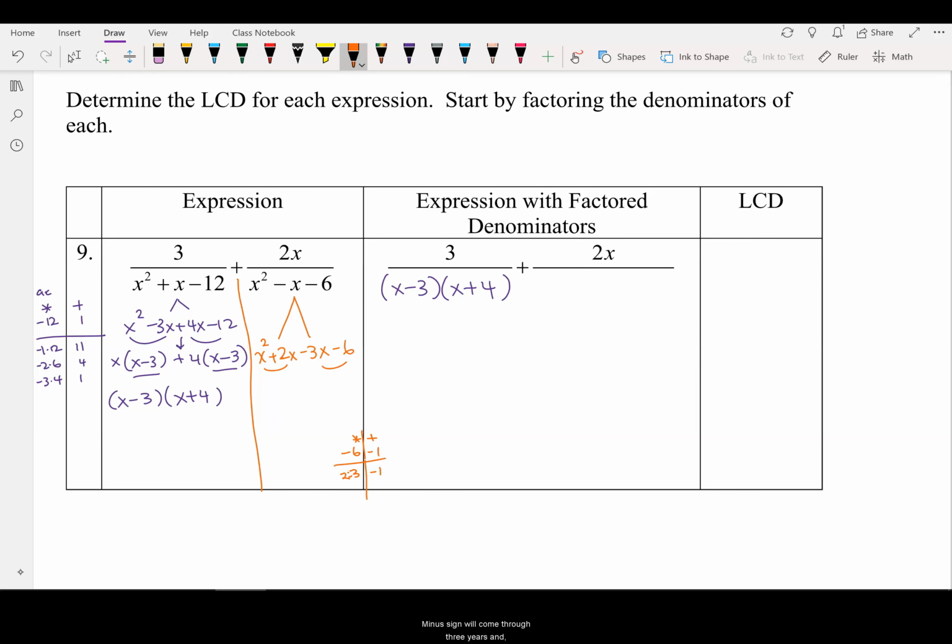We can group the first two, group the last two. X is in common with the first group. Minus sign will come through. 3 is in common in the second. X plus 2. And we have x plus 2 times x minus 3. And that will go in our second denominator, x plus 2, x minus 3.